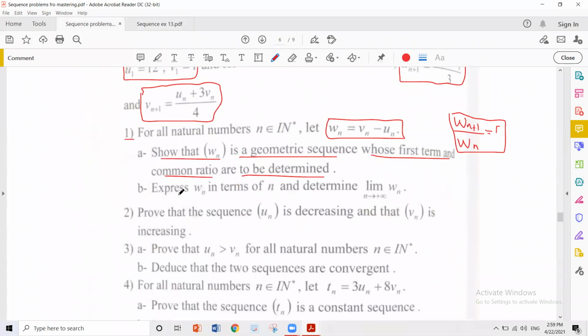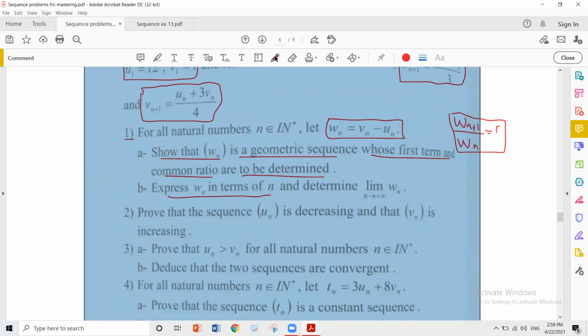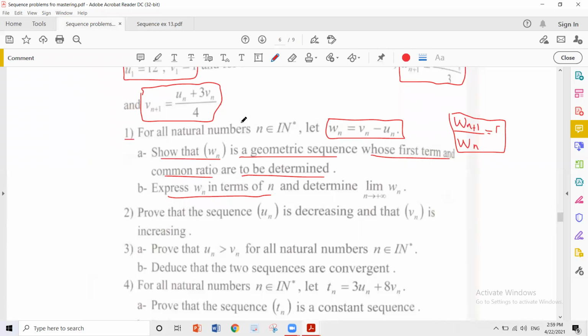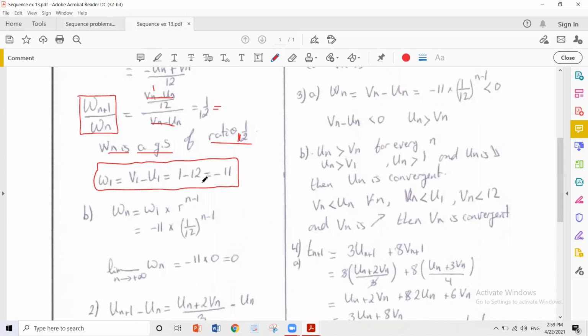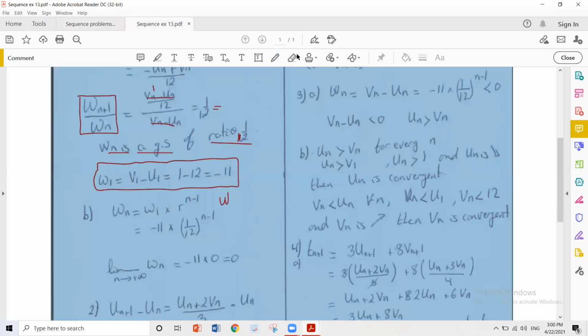Part B. Express Wn in terms of n. Since Wn is a geometric sequence, we have a rule that says Wn equals Wk times r power n minus k. So Wn will be equal to W1 times r power n minus 1. General rule.